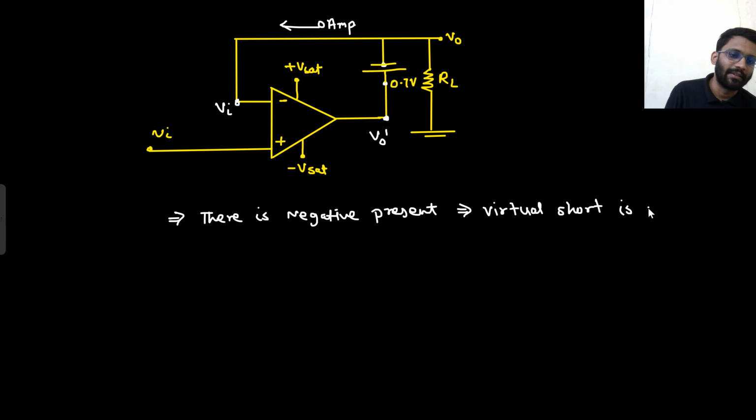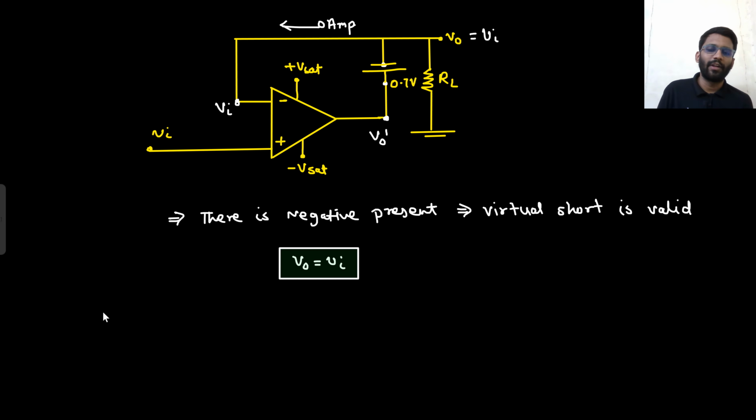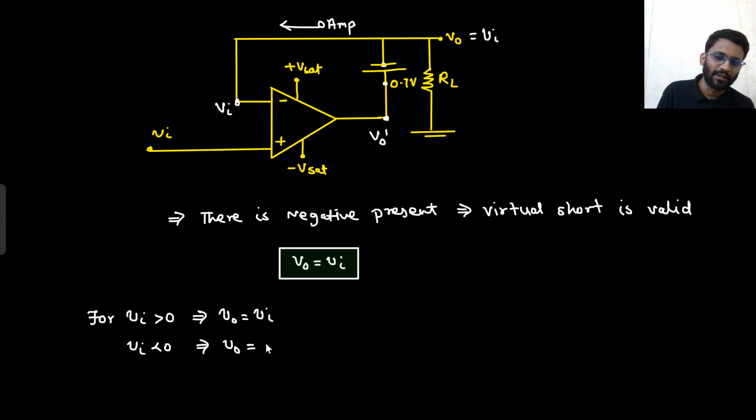Virtual short is valid only when there is negative feedback. So this Vin is present and this Vout is equal to Vin. That's it. So what did you get to know? What is the conclusion? For Vin greater than 0, your Vout is equal to Vin. And for Vin less than 0, your Vout is equal to 0 only.